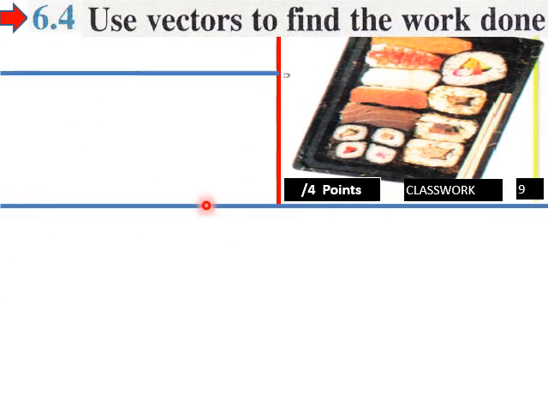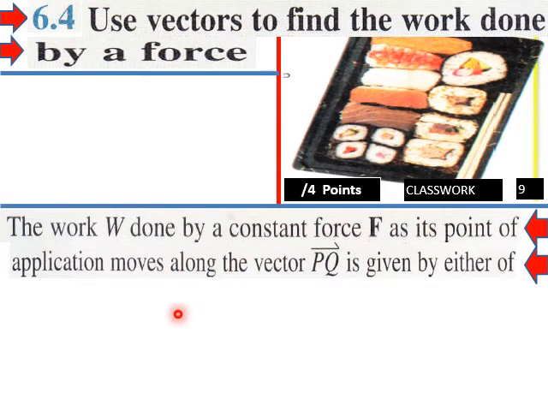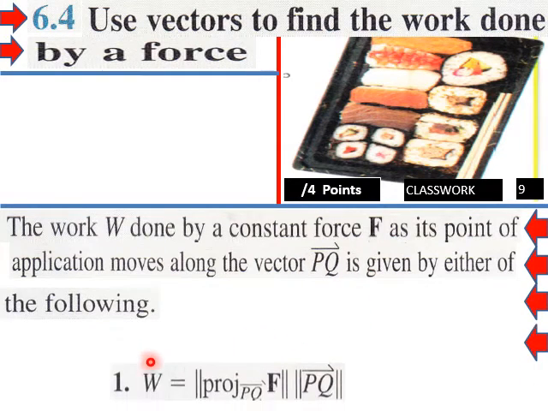We're going to go right into 6.4 part 2. Use vectors to find work done by a force. So the work W done by a constant force F as its point of application moves along the vector PQ is given by either of the following.